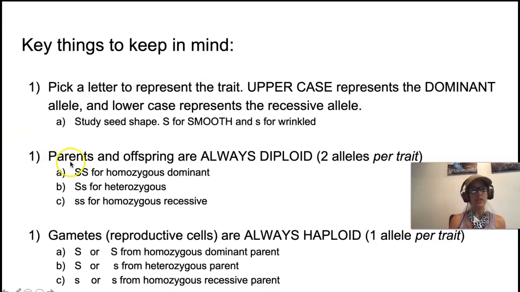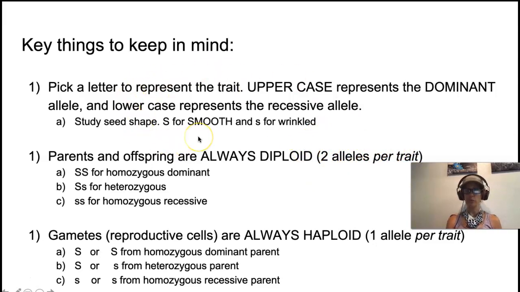And parents and the offspring are always diploid. We're going to be studying sexually reproducing species, and if they're sexually reproducing, they have to be diploid organisms so that their gametes are going to be haploid. So if they're diploid, every trait we look at has to have two alleles, two letters associated with it.